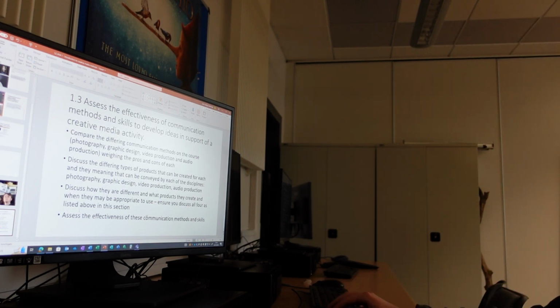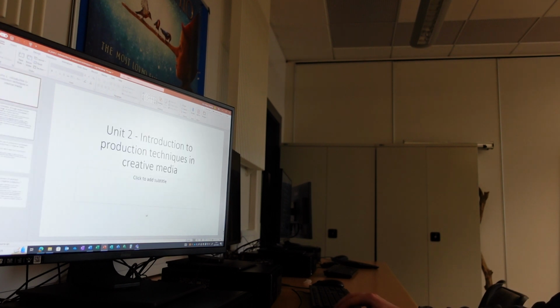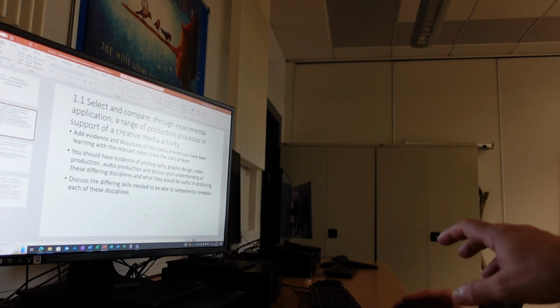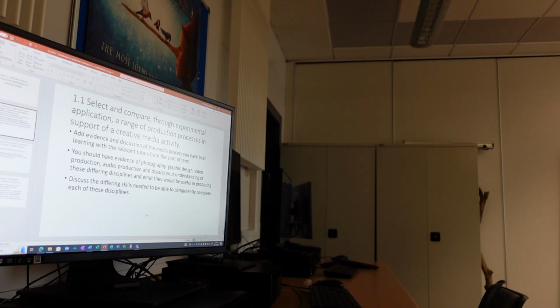Okay. And what about unit 2? So we'll go on to unit 2 there. You haven't really started yet, but I'll give you feedback on that anyway. Can I have your mouse? Would that be okay? So it's kind of similar to what you had before. This is whenever you're comparing through experimental application the different media processes. Okay, so you've done some experimenting with studio photography, haven't you?